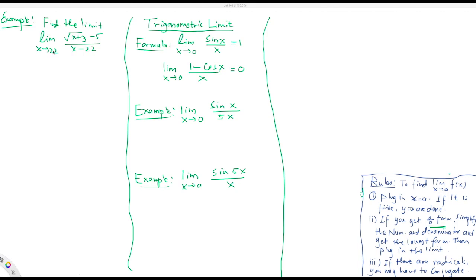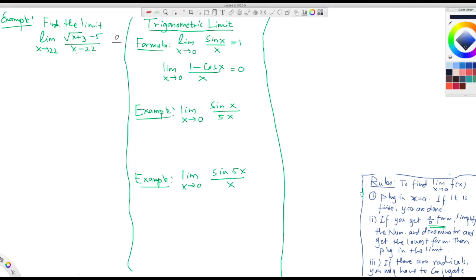If you plug in this limit directly, what do you get? You get 22 plus 3 is root 25. That is 5 minus 5 is 0, right? You get 0 on the top. And 22 minus 22, 0 on the bottom. So this is not the right answer, right? So 0 over 0 cannot be the answer.